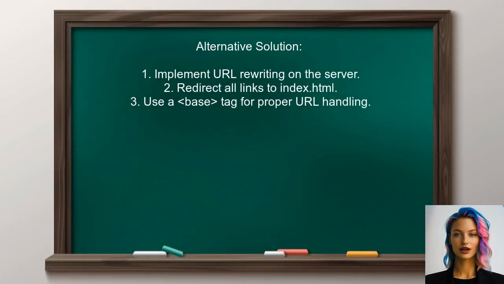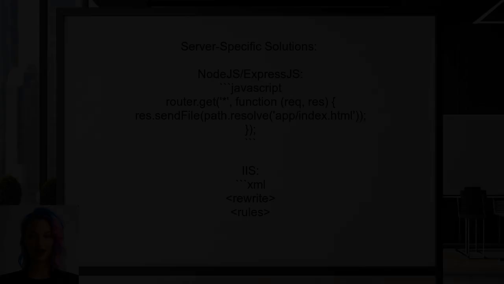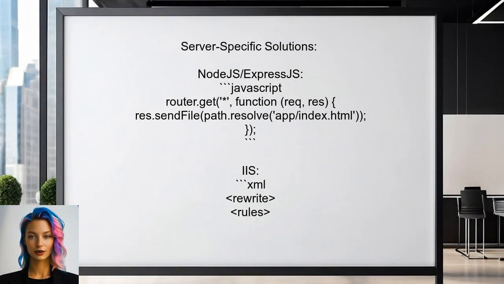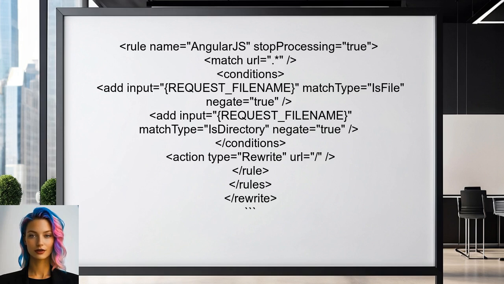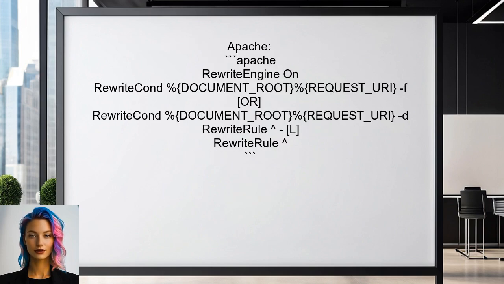This user suggests that to resolve the 404 error in AngularJS when using HTML5 mode, you need to implement URL rewriting on the server side. This means all your links should redirect to the entry point of your application, typically index.html. For Node.js and Express.js, you can serve your Angular files and rewrite URLs using specific code. For IIS on Windows, you can set up rules in the web config file to handle the rewriting. Similarly, for Apache, you can use the htaccess to manage the URL rewriting.